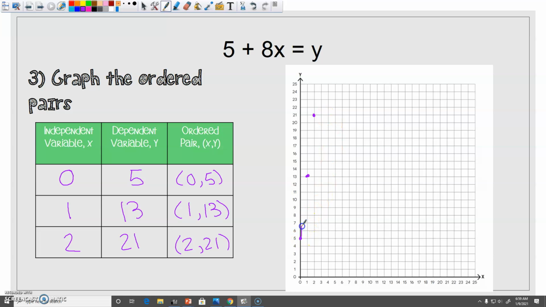So I'll try to do a line. I know I'm bad at this. But there is our line. We were able to graph it. You guys need to use a ruler. Okay, so time to work on your assignment.